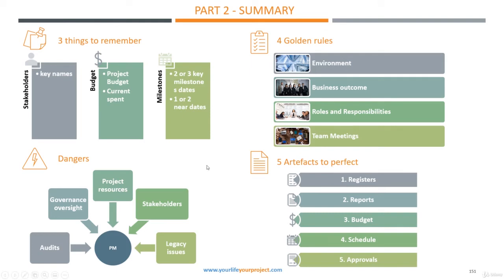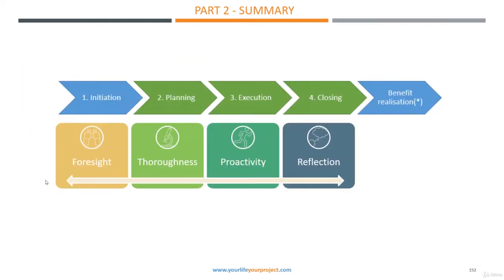And to finish, 5 artifacts to perfect. Your report should be spot on. Budget and schedule. I think this is where, if you have 3 or 4 projects, simplify to the max, to what is allowed, and keep track of all approvals. So that's a slide that we saw in part 1.